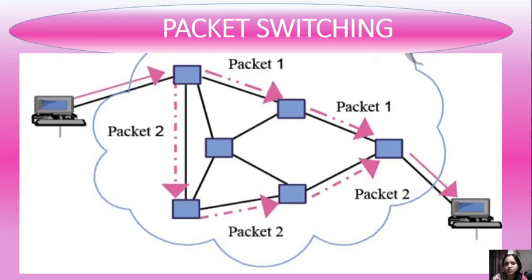It means from the left side, the message is transferred to the right side system. Here the message is transferred in the form of packets, not a complete unit of message, but in parts, in pieces. Suppose one message is divided into two packets, packet 1 and packet 2. You can see packet 1 in the upper side going on, and in the lower side packet 2 is going on to the destination computer.